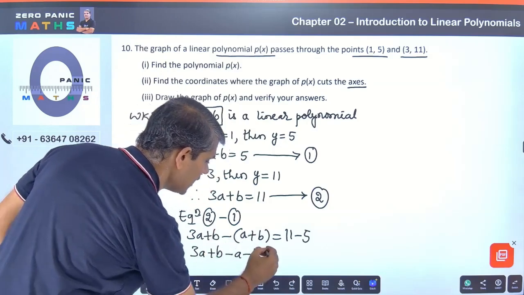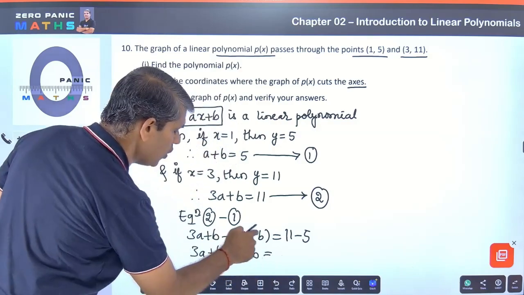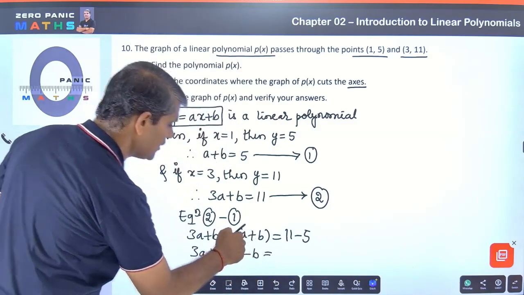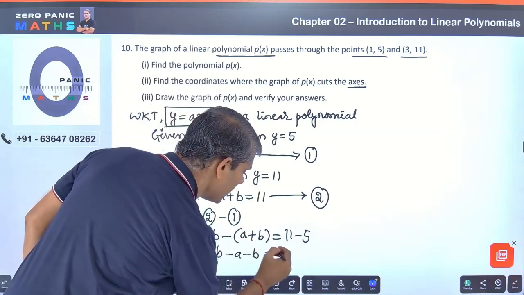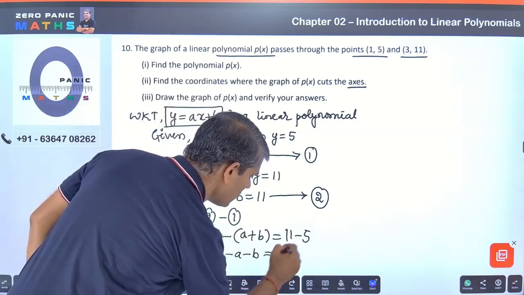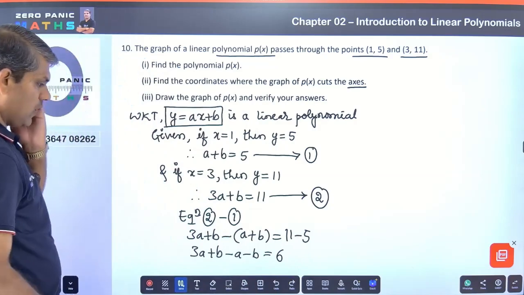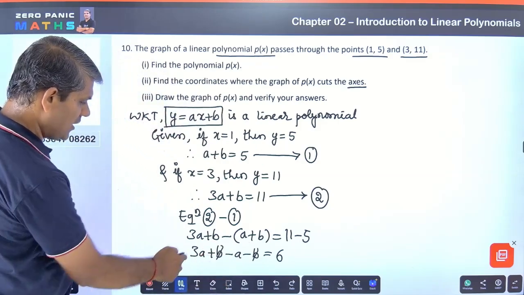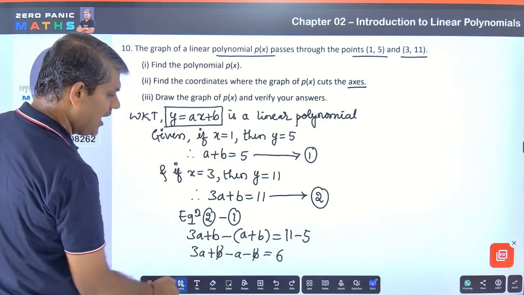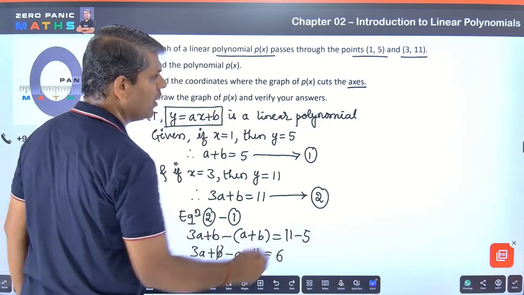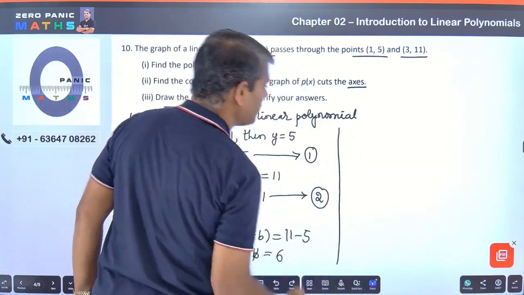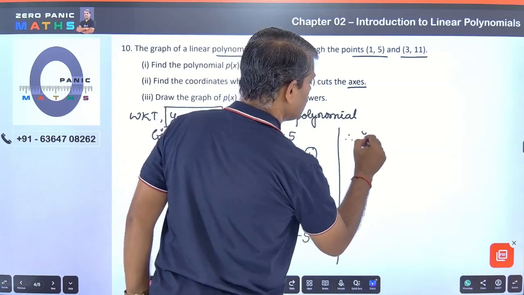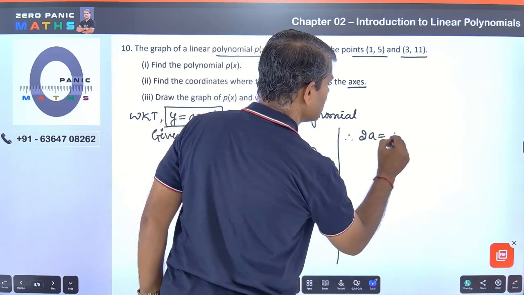The minus is getting multiplied into both the terms of the inside bracket. Okay, so 11 minus 5, that is 6. Now minus b plus b got cancelled, and 3a minus a is 2a. 2a is equal to 6. Okay, let me write it here. Therefore, 2a is equal to 6.